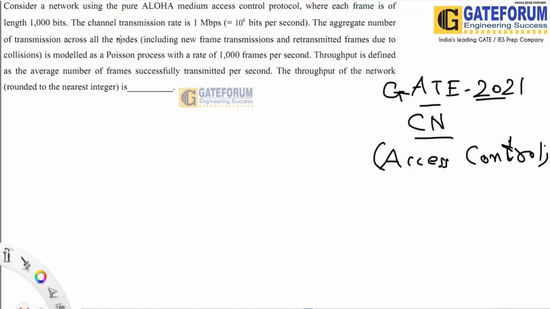The channel transmission rate is 1 Mbps, equal to 10 raised to 6 bits per second. The aggregate number of transmissions across all the nodes, including new frame transmissions and retransmitted frames due to collision, is modeled as a Poisson process with a rate of 1000 frames per second. So this is the actual number of frames per second being transmitted by the system. Throughput is defined as the average number of frames successfully transmitted per second. We need to find the throughput of the network.